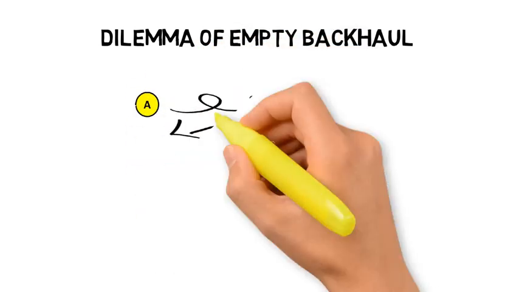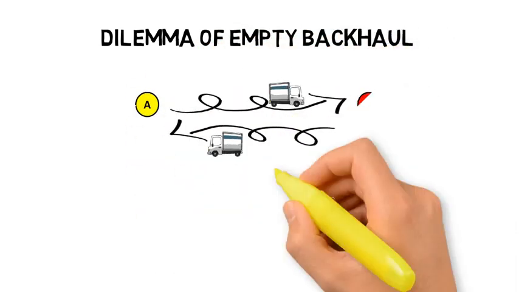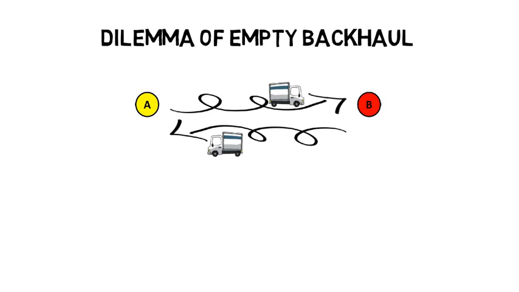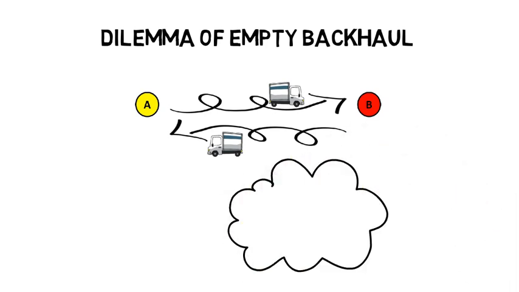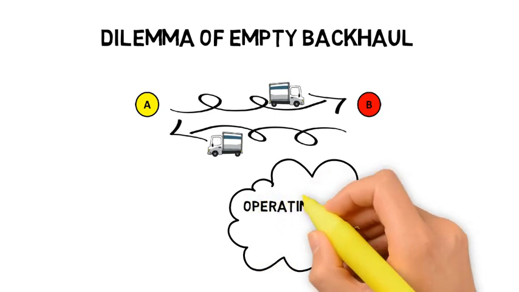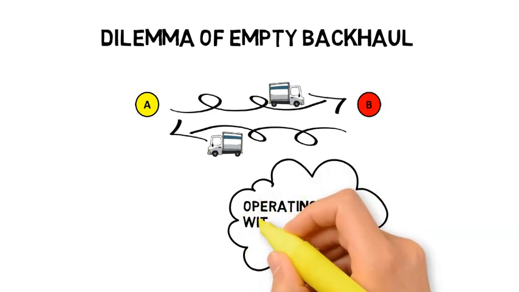Operating a vehicle empty on a return trip means incurring operating costs without generating revenue. Since it costs almost as much to drive empty as fully loaded, it makes economic sense to minimize empty backhaul, but this is not always possible.